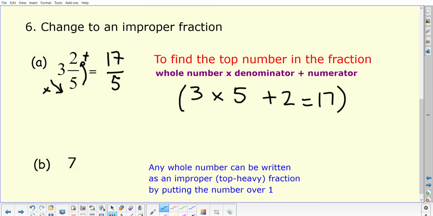For a whole number, any whole number can be written as a top-heavy fraction over 1. So that is always a rule that you should remember. So not just 7, you could write 8 as 8 over 1, 10 as 10 over 1, and so on. So those skills that we've just gone through are essential. It's important that you've been able to grasp them, because they will be useful for our work on adding and subtracting fractions.